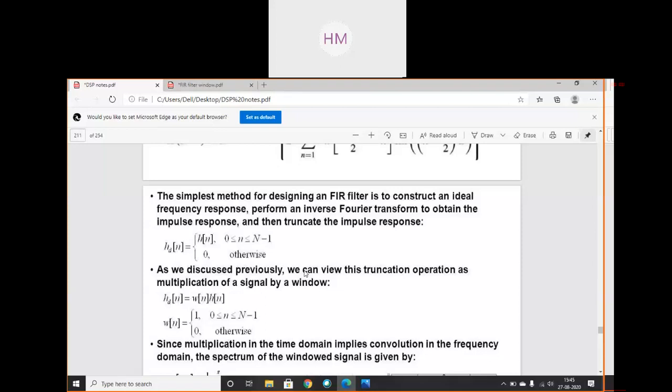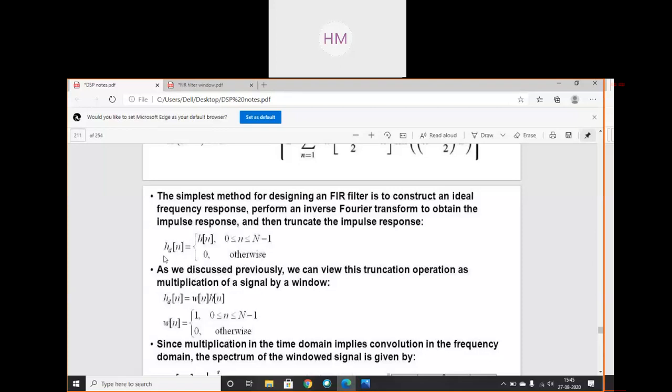Now, how to design an FIR filter? The simplest method to design an FIR filter is to construct an ideal frequency response. We will find the frequency response, perform inverse Fourier transform to obtain the impulse response, and then truncate the impulse response. This is a finite impulse response, so we have to truncate it by using some technique. Which technique will we use? We will use a windowing method to truncate these signals.